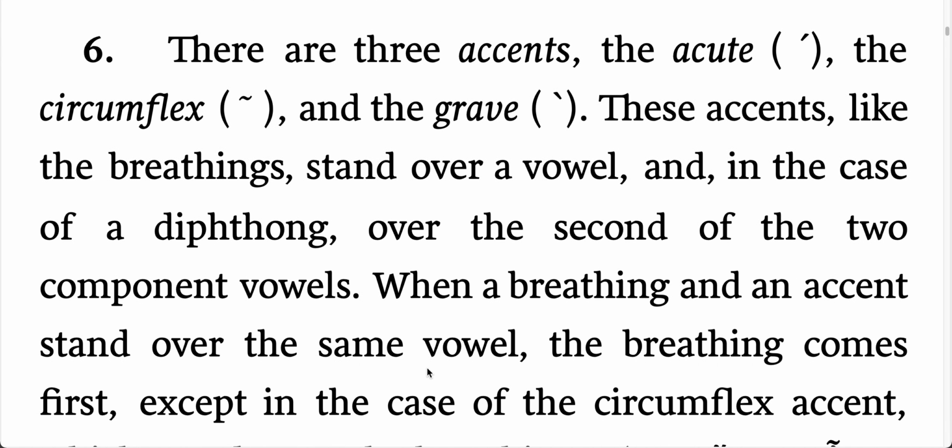Now there are 3 accent marks. And we're going to talk more about accents in lesson number 2. In lesson number 2, I'm going to go through everything regarding accents. But there's accent marks. This one is called the acute. This one is the circumflex. This one is the grave. So the acute is angled this way.